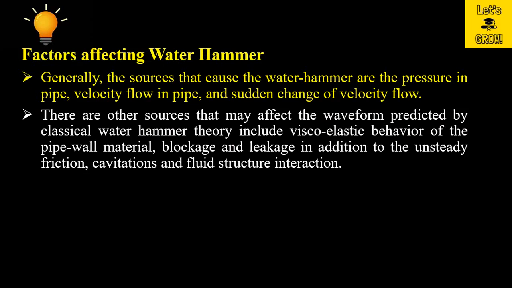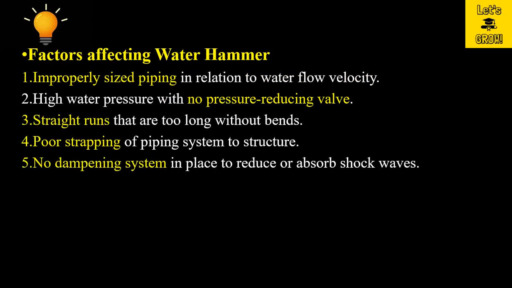There are other sources that may affect the waveform predicted by classical water hammer theory, including viscoelastic behavior of the pipe wall material, blockage and leakage, in addition to the unsteady friction, cavitation and fluid structure interaction. What are the factors which affect the water hammer? First is the improperly sized piping in relation to water flow velocity. We have to consider the water flow velocity, and accordingly we have to determine the pressure, and look at whether the pipe is able to sustain that particular pressure or not. So accordingly we can resize the pipe.